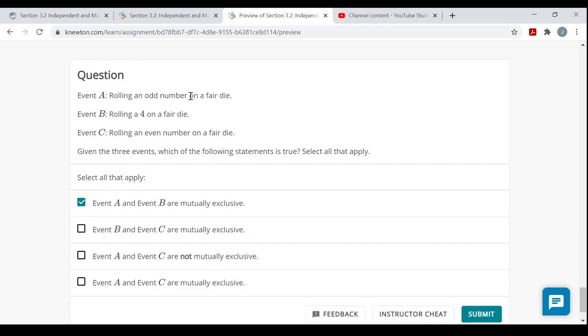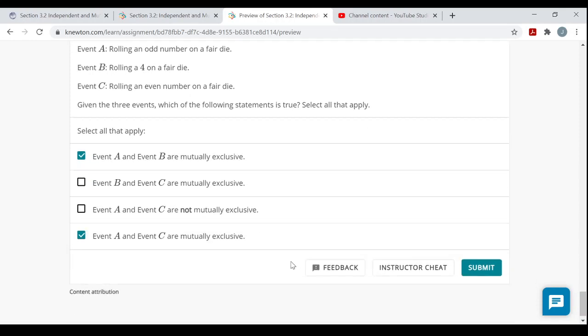Well, let's see. A is rolling an odd number. C is rolling an even number. They are mutually exclusive, so this is false. That's part D: the events A and C are mutually exclusive. They don't share a common outcome, so they are mutually exclusive.